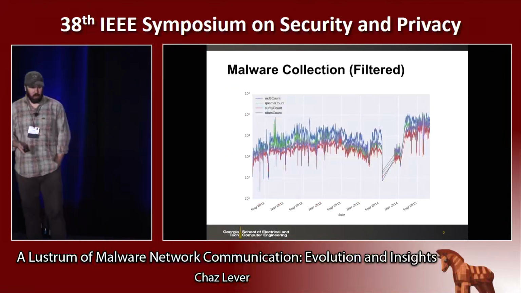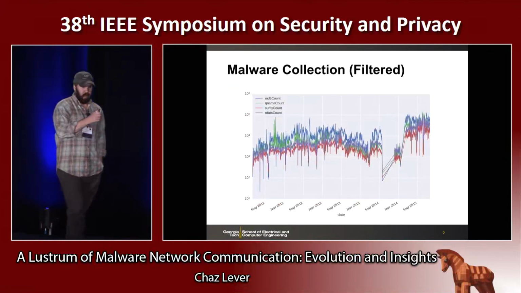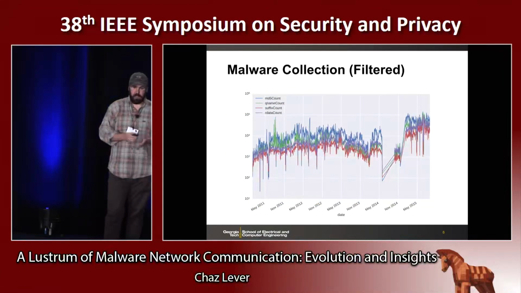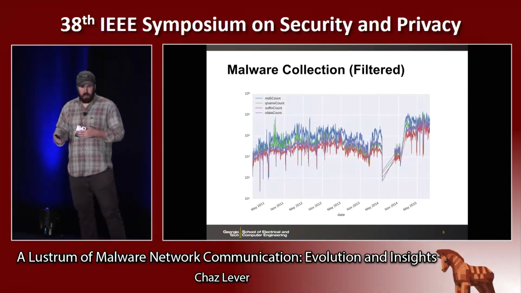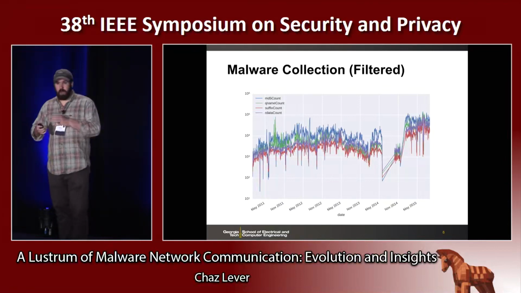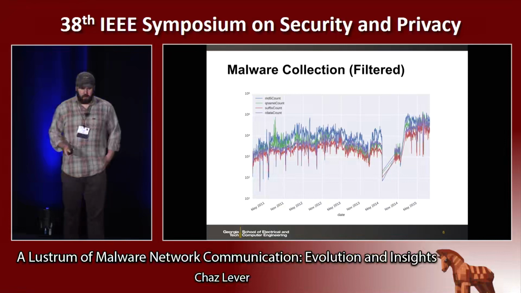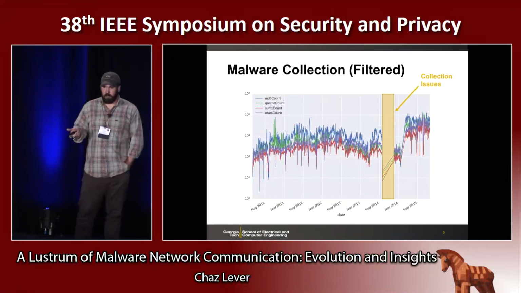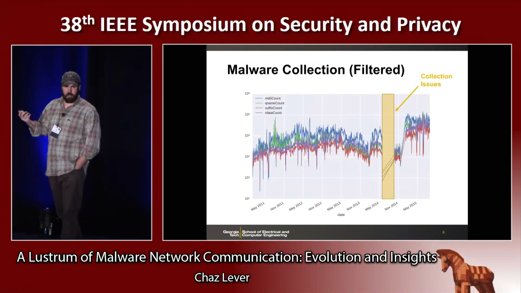When we looked at the evolution of our data set over time after doing all the filtering, you'll notice that we see a consistent growth in the number of samples, number of domains queried, and number of IP addresses that we see. And you'll notice there's a drop in 2014. Unfortunately, we didn't solve security that year. We just had a collection issue with our infrastructure.